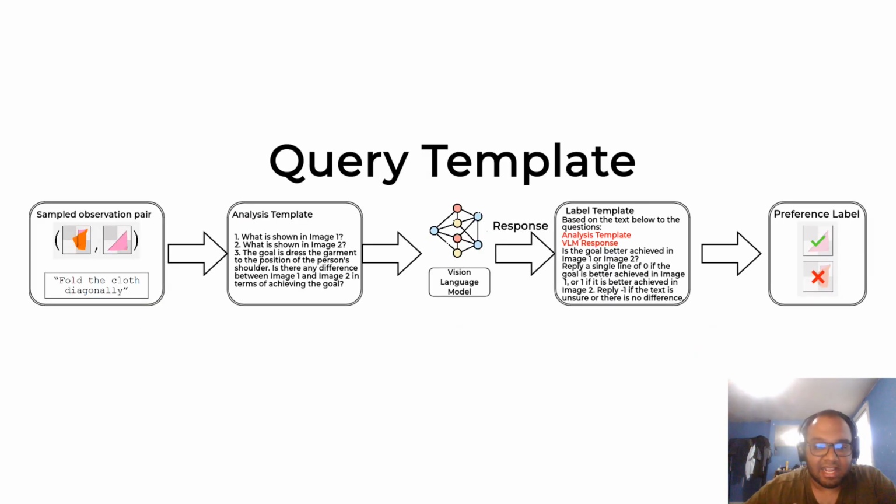To query the VLM in our experiments, we found that a two-stage template works best. So initially, while giving it the sample observation pair and the task description, we explicitly ask it to describe what is shown in the image and ask it to compare with the goal states. And then we cache this response and feed it back to the VLM, asking it to now reply with a preference label that is either 0 or 1 based on which observation achieved the goal better. And in case the VLM is unable to distinguish, we discard that particular pair.